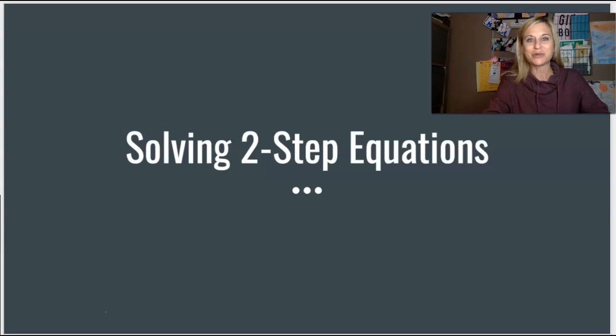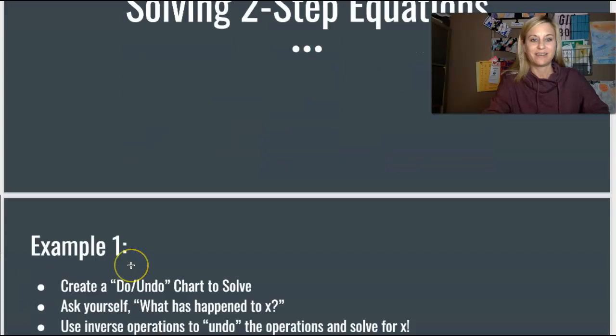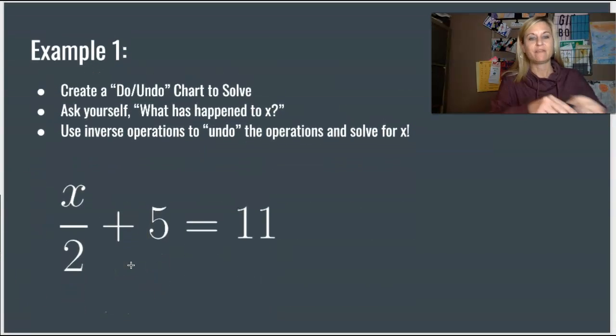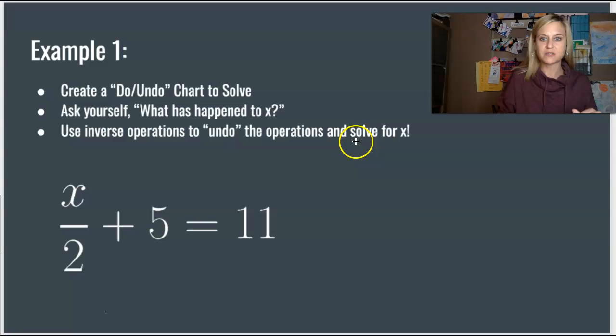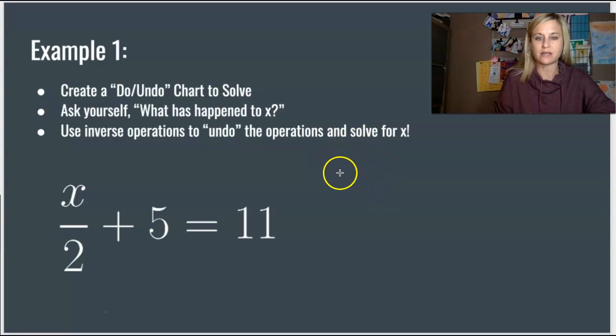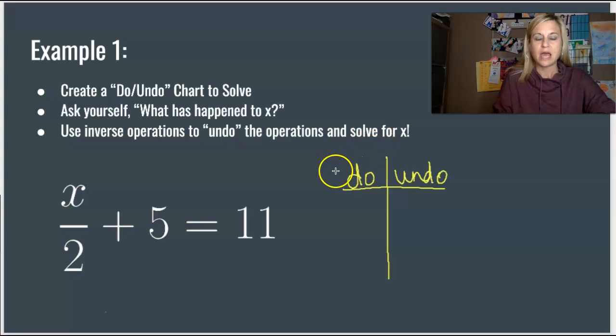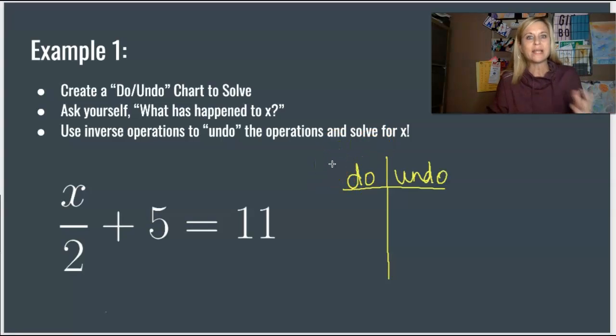Hey guys, all right, so I'm going to teach you how to solve two-step equations. First and foremost, I have a little simple way. I want you to create a do-undo chart. Just make a little T-chart, label this do, and label this undo, okay? And then ask yourself, what has happened to X?